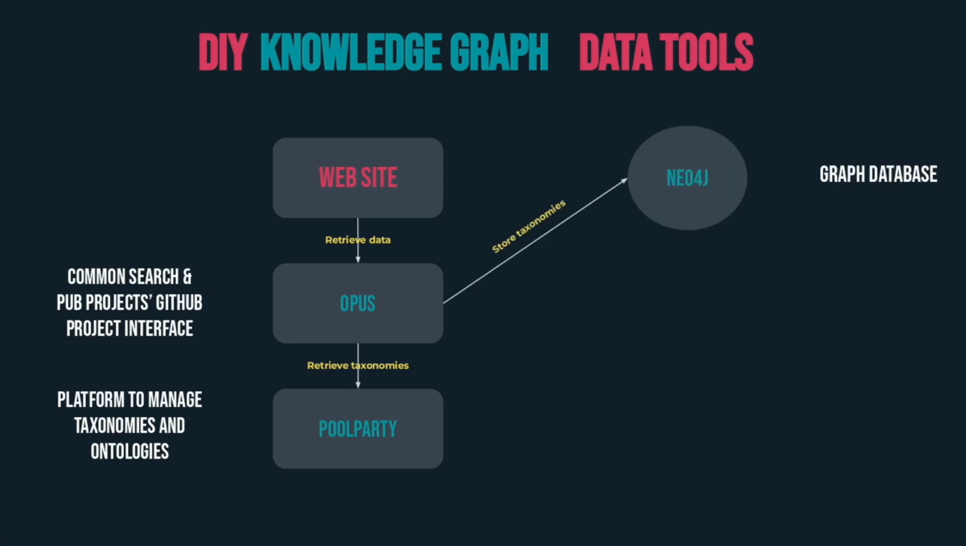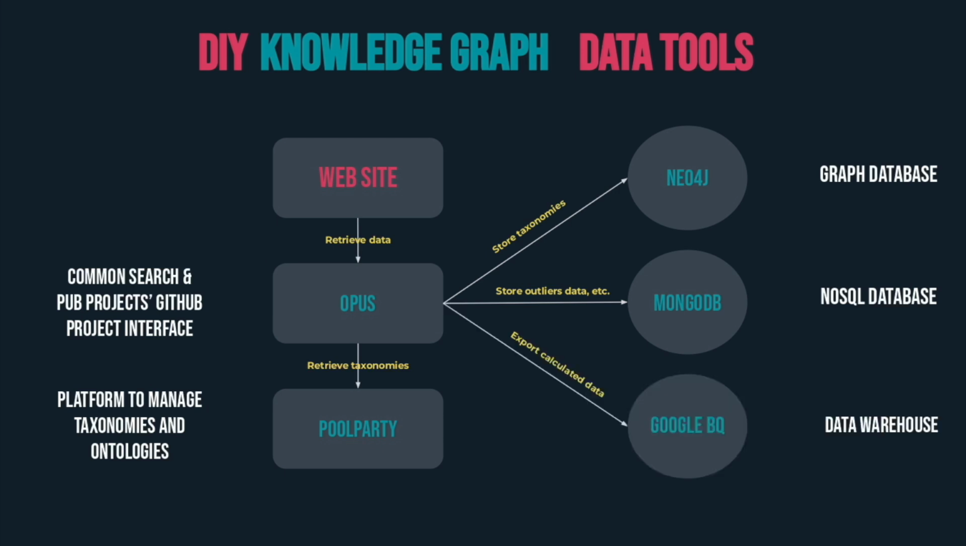Neo4j, it's a graph database. I will show you after, where we store taxonomies also. A lot of other information like outliers we store in MongoDB, and our favorite Google BigQuery data warehouse, where we export our calculated data. What is graph database?